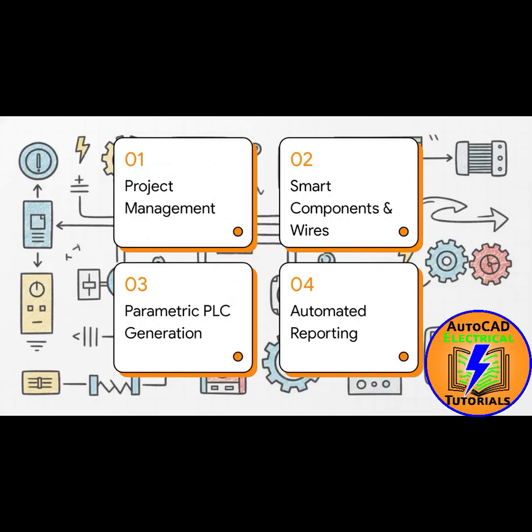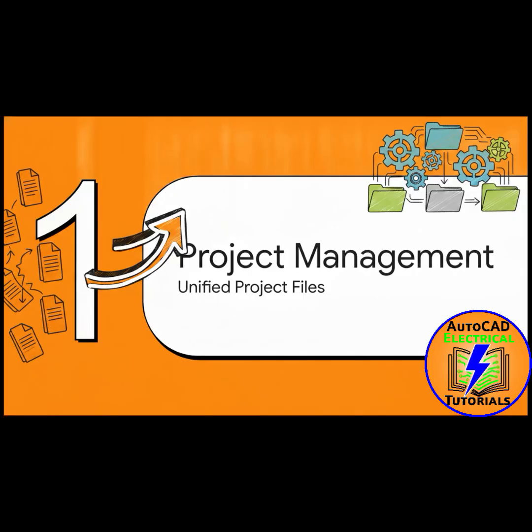To see how these tools revolutionize things, we'll follow a real-world project through 4 phases: unified project management, smart components and wires, parametric PLC generation, and finally, instant automated reporting. Let's get to it. Phase 1.